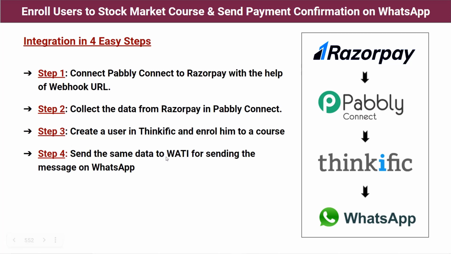Fourth step, send the same data to Vati for sending the message on WhatsApp. So here's the thing, you can't directly send the messages on WhatsApp. So that is why we are using an official API of WhatsApp called Vati for sending the WhatsApp message. The process is easy. Let me show you how it's done.